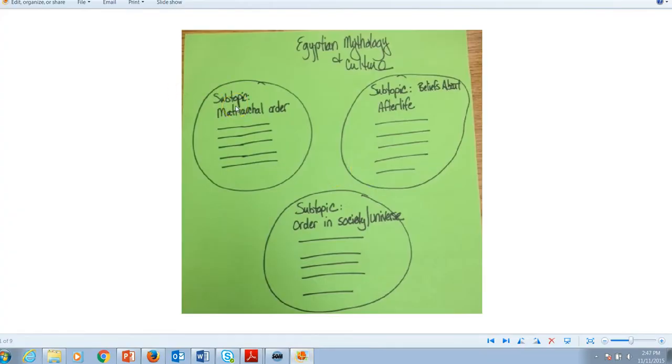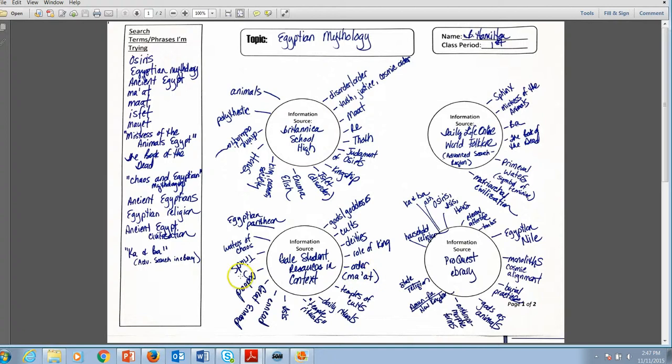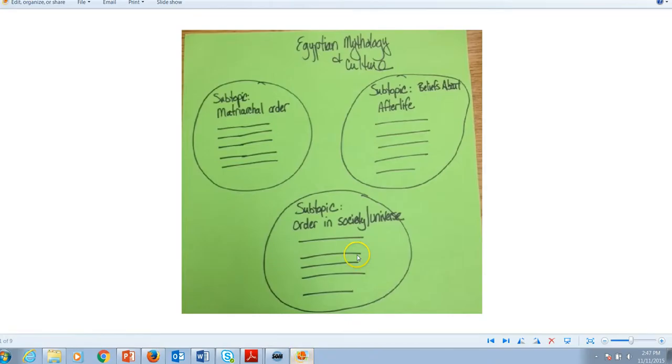So you could map these just using bubbles, or again, piles or clusters of post-it notes. So I had one subtopic that dealt with the importance of matriarchal order, the importance of females in ancient Egyptian society and culture. And going through my notes and, again, pulling out patterns or clusters of ideas, I began to see another subtopic emerge, beliefs about the afterlife. And then finally, going back and looking at my map and seeing the big ideas that were emerging, I saw that there was a new subtopic emerging about order and society and the universe.